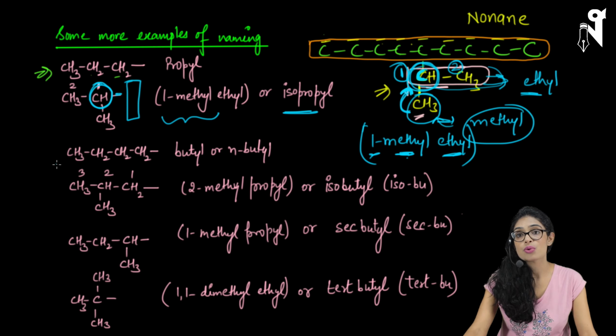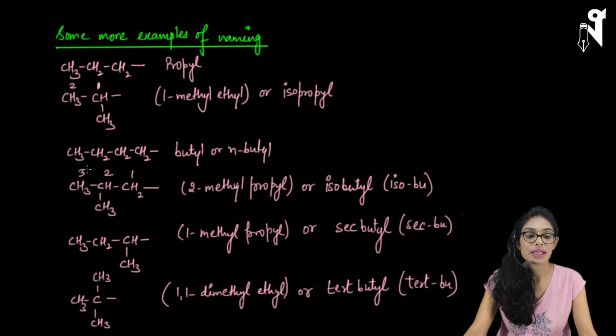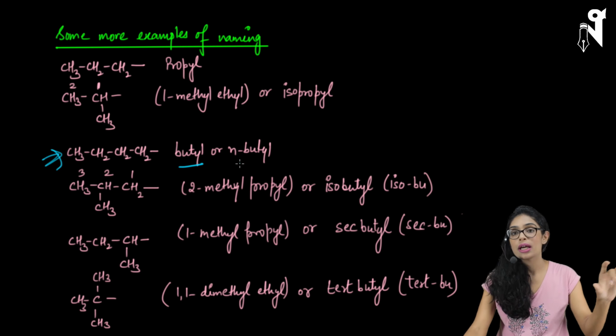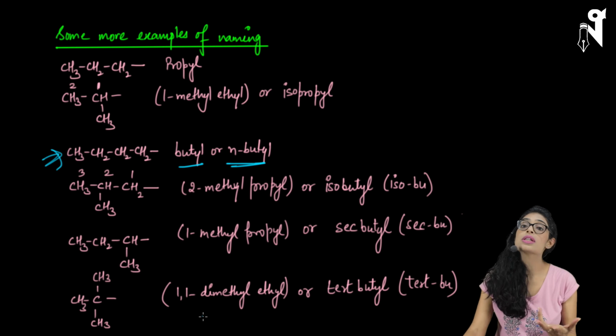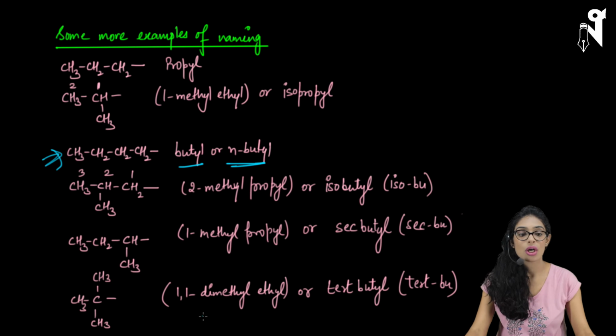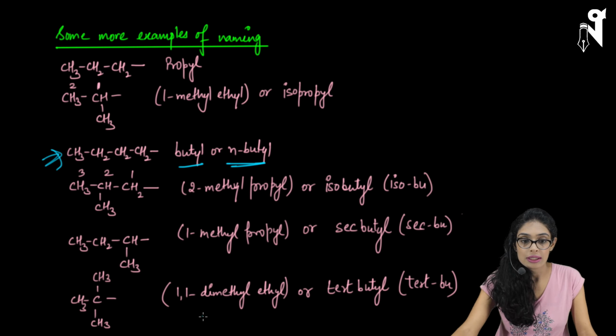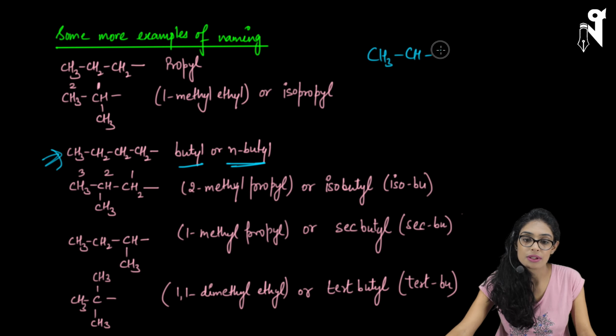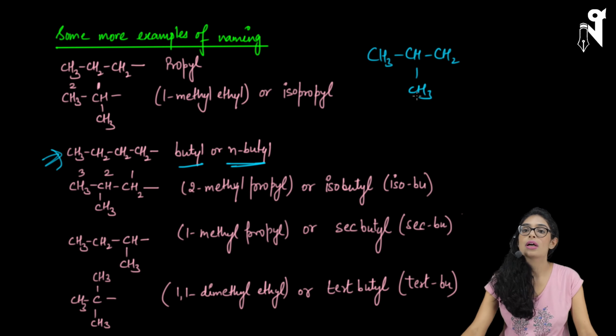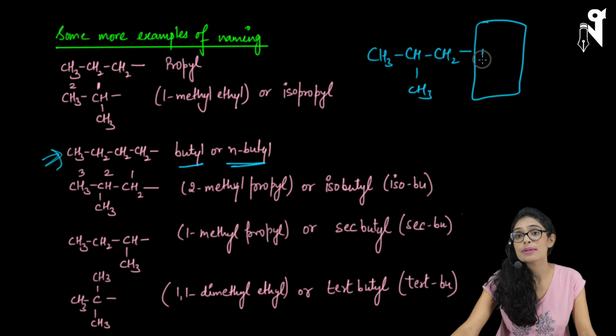If I have to take a branch which is made up of 4 carbons, what different possibilities are there? One is the straight chain, we will call it butyl, or we can also call it n-butyl. N-butyl represents that there is no branching in the branch. It is a normal butyl group. But there are other ways these 4 carbons can be arranged as a branch. One way is CH3, CH, CH2, CH3. This is how it is attached to my principal chain, or main chain.